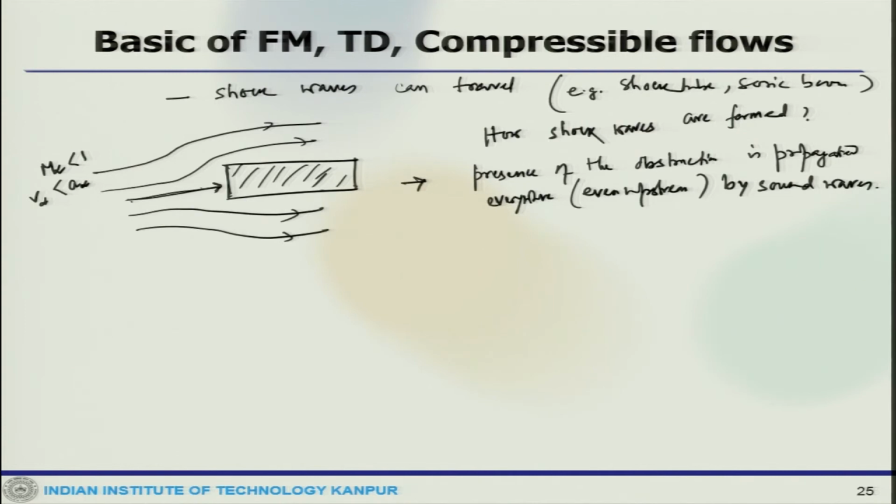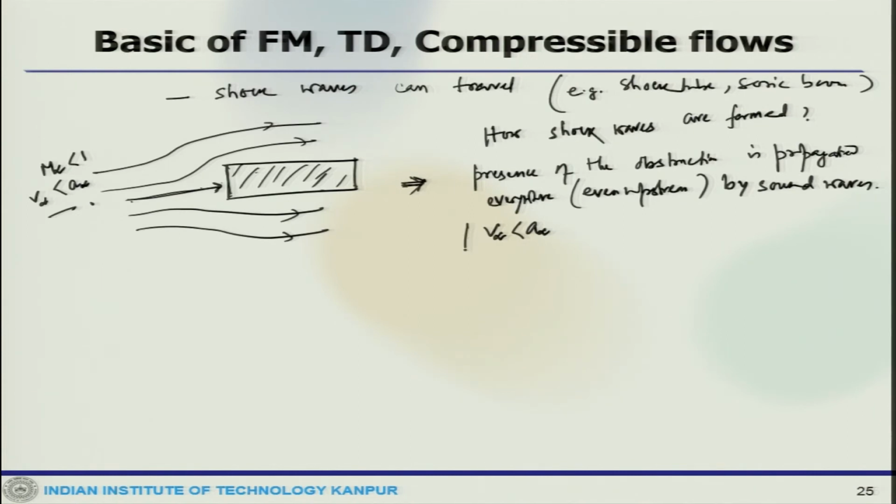Now, this is where the situation arises: if the incoming stream is subsonic, like V infinity is less than A infinity, then the sound waves can travel upstream and convey the presence of this body to the fluid particle sitting here. So, from this to this position, this information can be passed, and the flow properties and the flow field change accordingly to accommodate these changes, and that is why you can see the streamlines go like that.